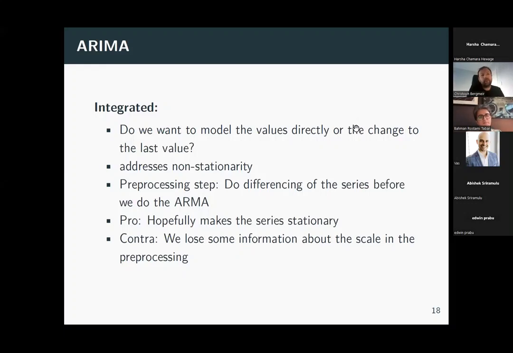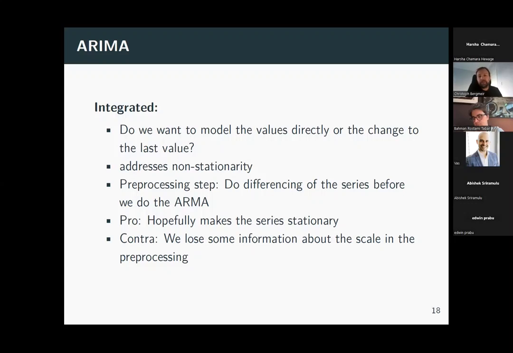So now there's the ARIMA model. What does the I stand for? The I is integrated. So the question is, do you want to model the values directly or do you want to model the change over the last values? So basically you're just differencing the series before you use the ARMA. This addresses non-stationarity, but it's actually just a pre-processing step, right? So you difference the series before you do the ARMA.